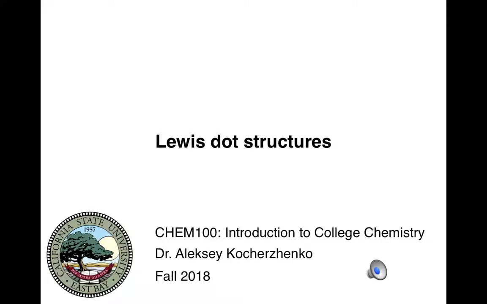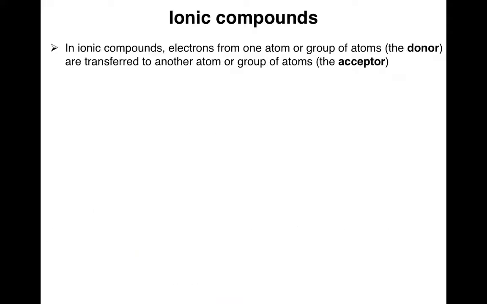In this class, we have already talked about atoms of different elements coming together to form compounds. In this lecture, we will discuss how this happens in more detail. Remember that all compounds can be subdivided into ionic compounds, in which electrons are transferred from one atom to another to form a cation and an anion that are held together by electrostatic interaction, and molecular compounds, in which electrons are shared between two atoms.